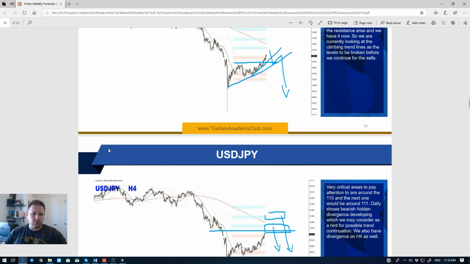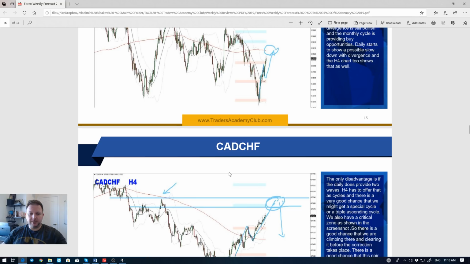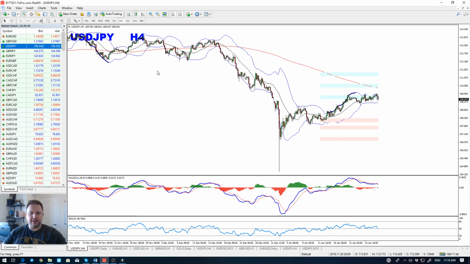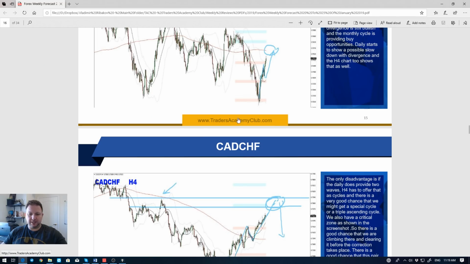Next one on the list we have is CAD franc. Our plan was basically possible sells from this massive area. That's what we were looking to do, and we got that going, right? We got the area and we got the move down. Now the move down came in two waves, and this is basically the corrective cycle we are looking at, right here.